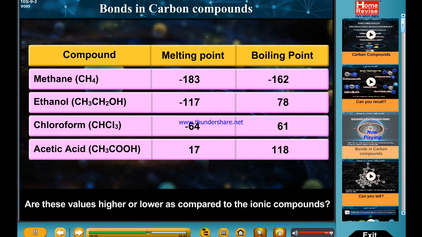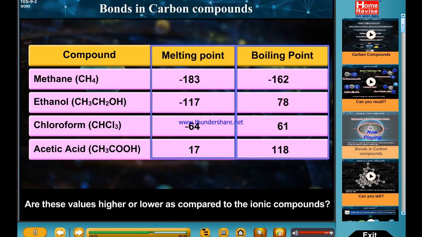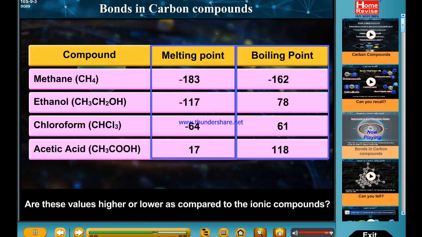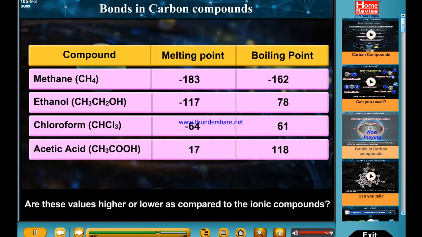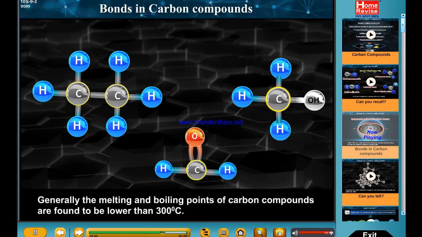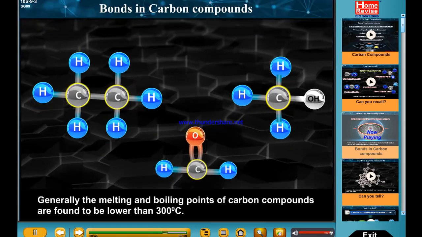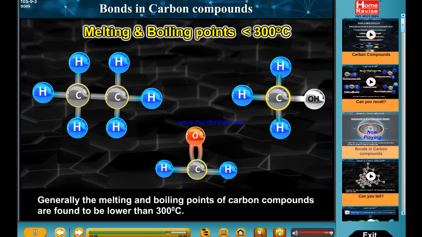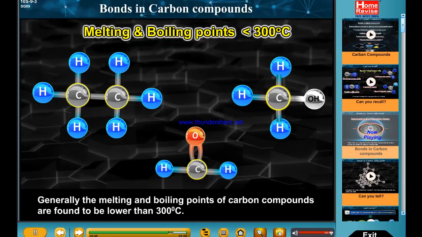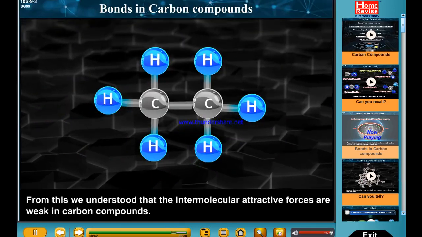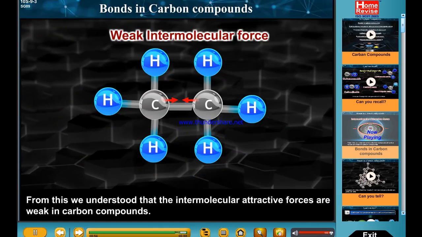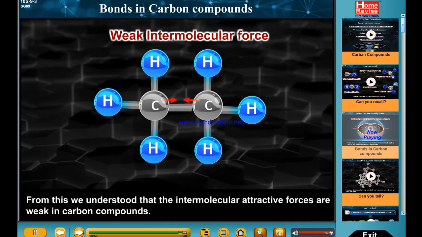Are these values higher or lower as compared to the ionic compounds? Generally, the melting and boiling points of carbon compounds are found to be lower than 300 degrees Celsius. From this, we understand that the intermolecular attractive forces are weak in carbon compounds.